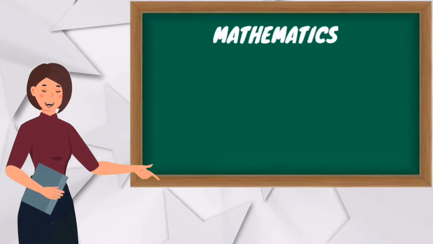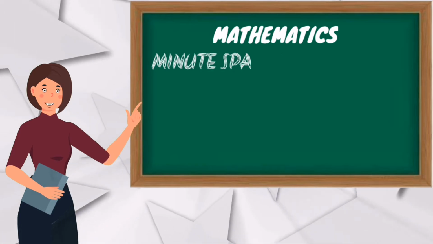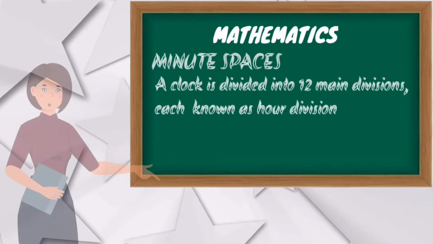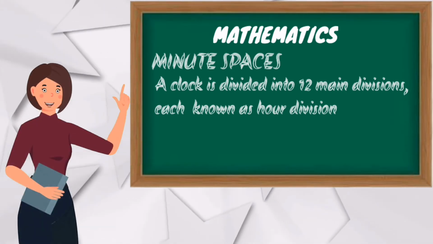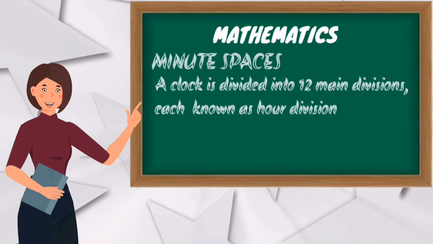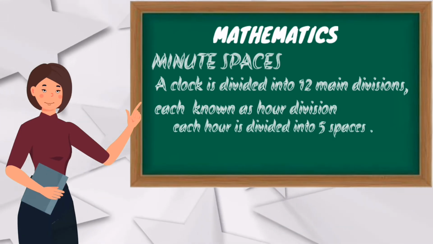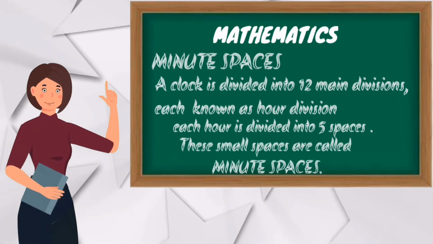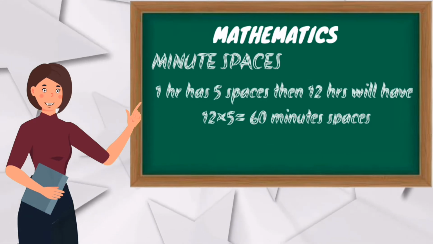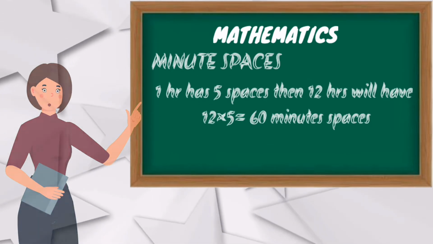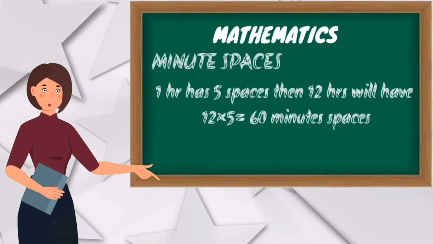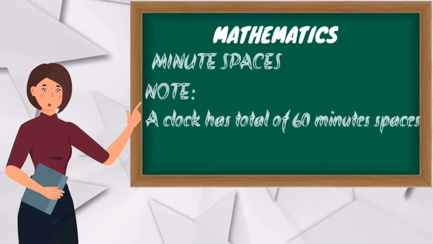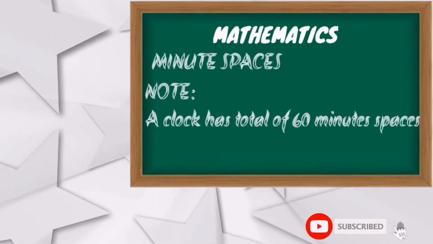Now let me explain a simple concept of minute spaces. We already know that a clock is divided into 12 main divisions, each known as an hour division. Taking a single hour division, each hour division is again divided into 5 small spaces. These small spaces are known as minute spaces. So 1 hour has 5 spaces, then 12 hours will have 12 into 5, that is equal to 60 minute spaces. So in short, a clock has a total of 60 minute spaces.